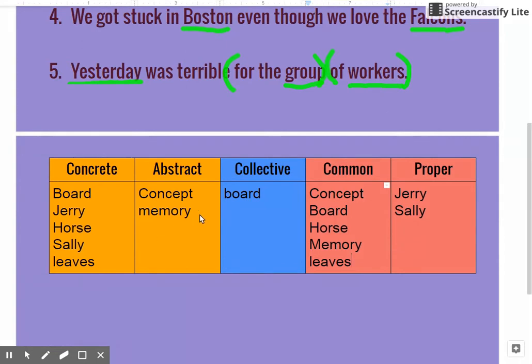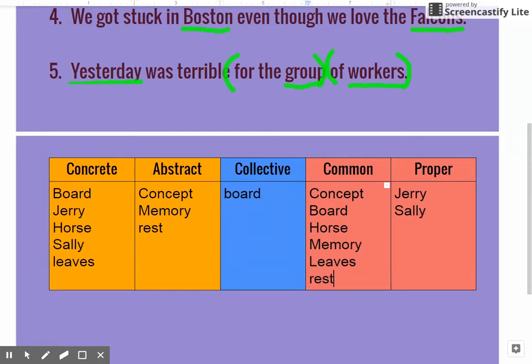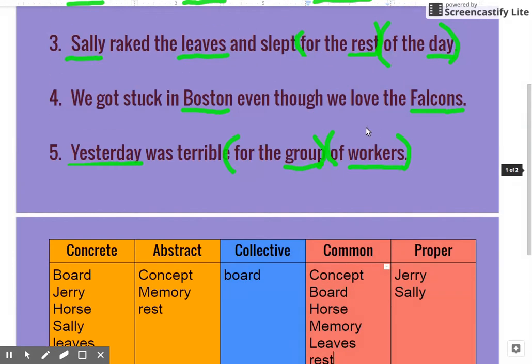And then the rest. Well, the rest of the day is a portion of time. So that's going to be abstract. You can't see the rest of the day. It's an abstract thing. It's not collective either. You've got it as a common because it's not a particular rest, which is a weird way to even ask that question, but it's lowercase. It's not a proper noun.